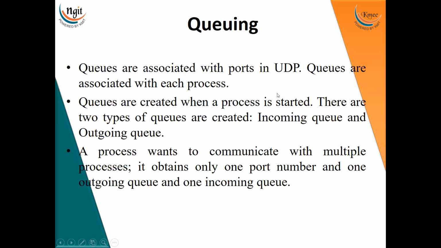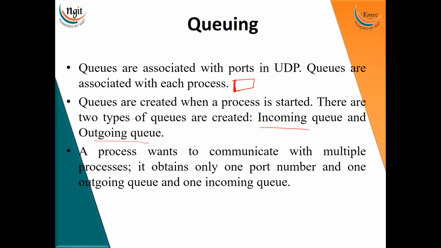Queuing means that the queues are associated with the ports in UDP. The queues are associated with each and every process. A process means that whenever you are executing an application program, it is called a process. The queues are created when a process is started. Then two types of queues are created: one is an incoming queue, and the other is an outgoing queue.